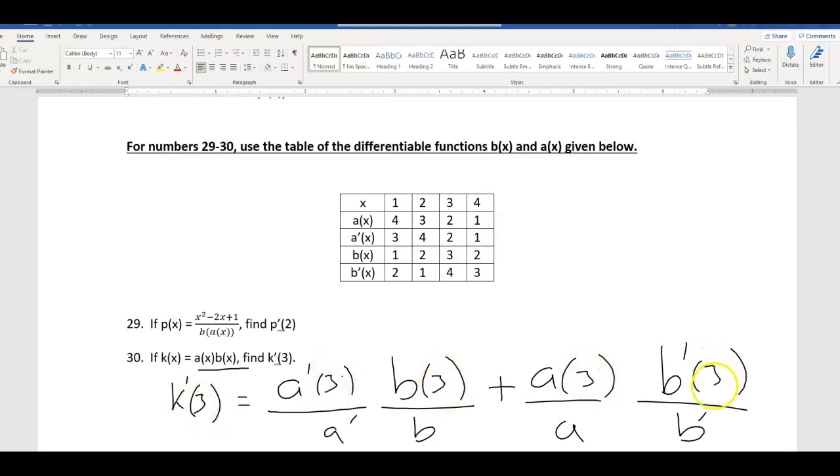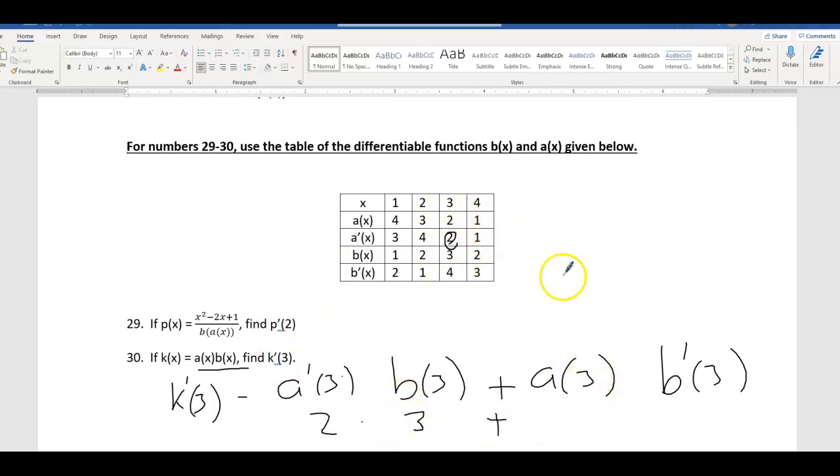And after that, we're really just going to go through and use the table to fill in the values and simplify from there. So a prime of 3, so here's 3, and a prime is at that point 2. So that's going to be 2 times b of 3. B of 3 is 3. A of 3 is 2, and b prime of 3 is 4. So I've got 2 times 3, which is 6, plus 2 times 4, which is 8. And 6 plus 8 is 14, and that would be our final answer there.